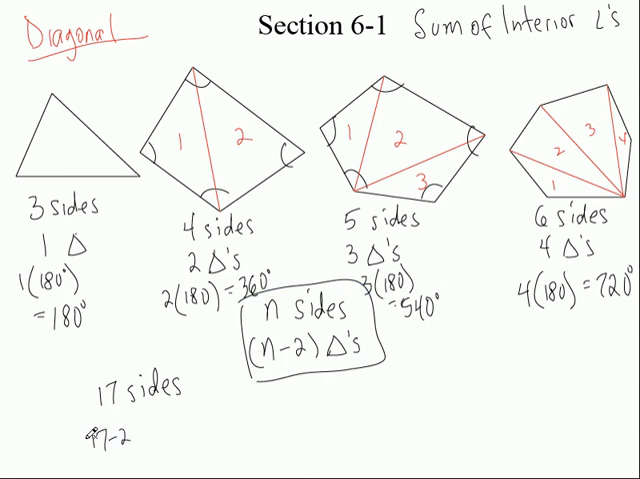So let's do that. 17 minus 2, and that'll be 15. And then what do you do with that? Then you do 15 multiplied by 180. Right. And you get the sum of the interior angles. And there you go.